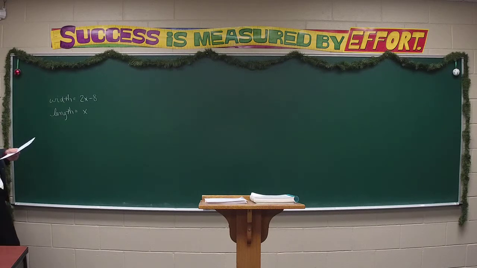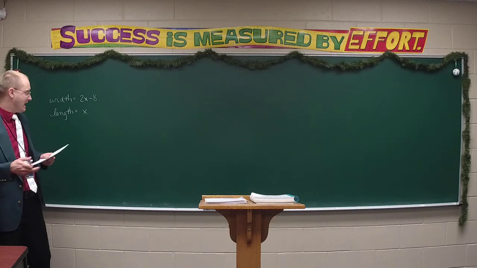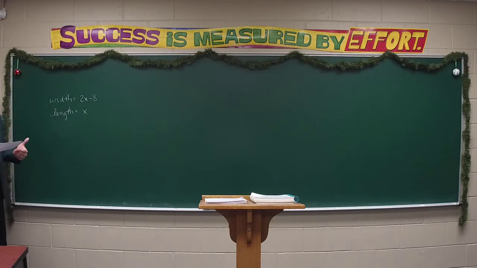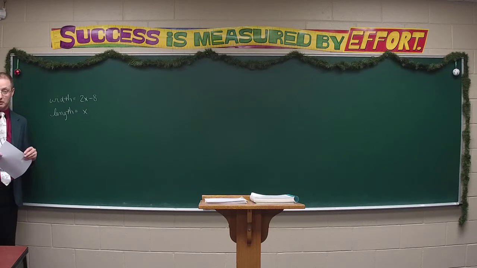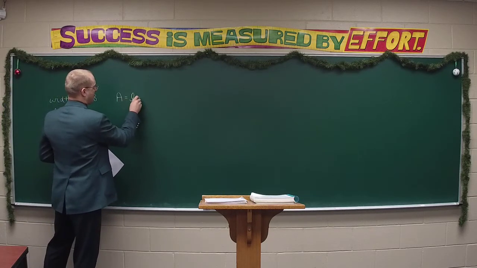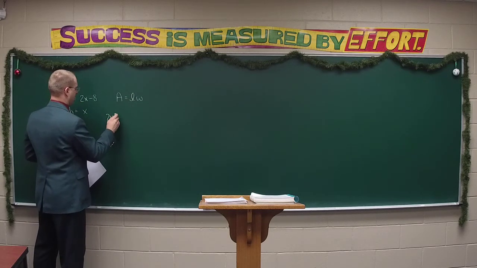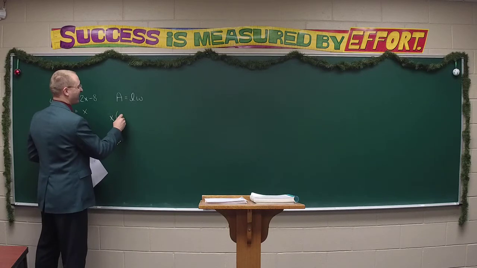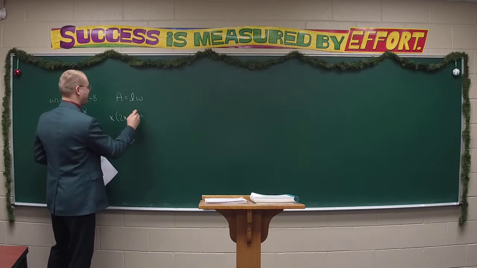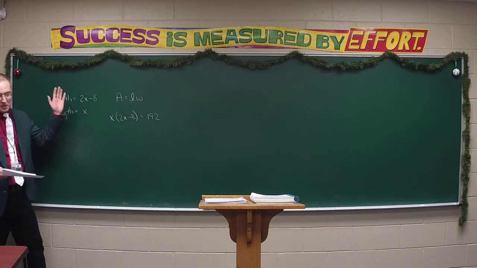Plus, it also says he needs 192 square feet of carpet. So that means we're needing the area, and how do I find the area of what is apparently a rectangular master bedroom, class? Length times width, right? Area equals length times width. So I simply take the length, x, times the width, 2x minus 8, and that's going to give me the area of 192 square feet.